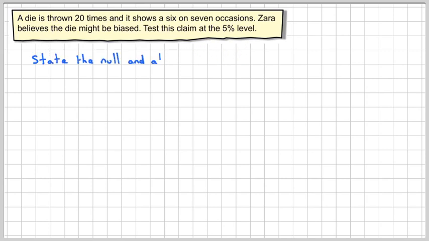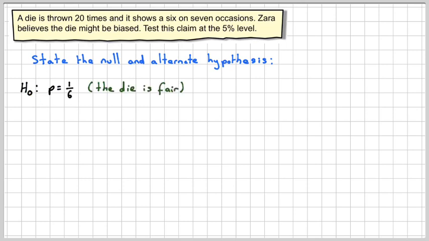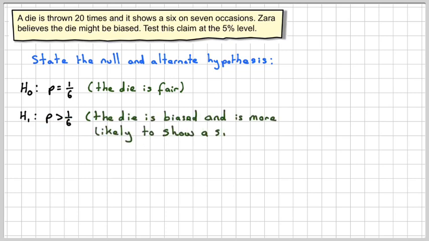Okay, so the first step will be to state the null and the alternate hypothesis. So these things in blue you don't actually write down. These are the actual steps. H0, which is H subscript 0, don't forget the colon. P, probability of success, is equal to 1/6. The die is fair. And H1, P is greater than 1/6. The die is biased and is more likely to show a 6.